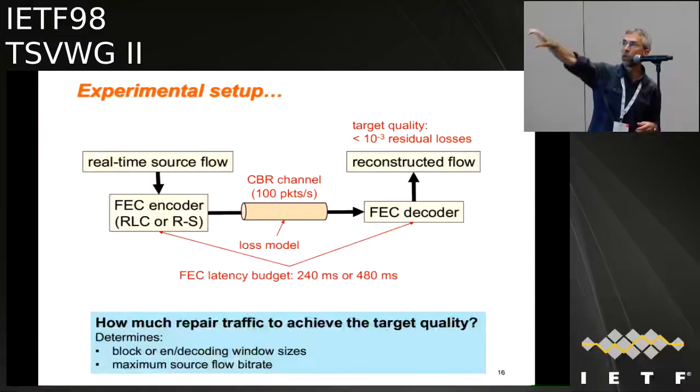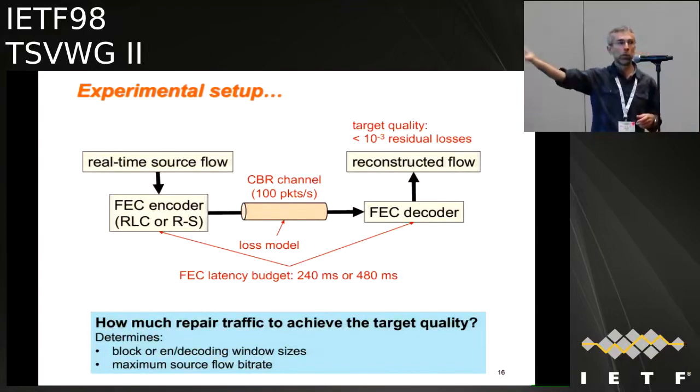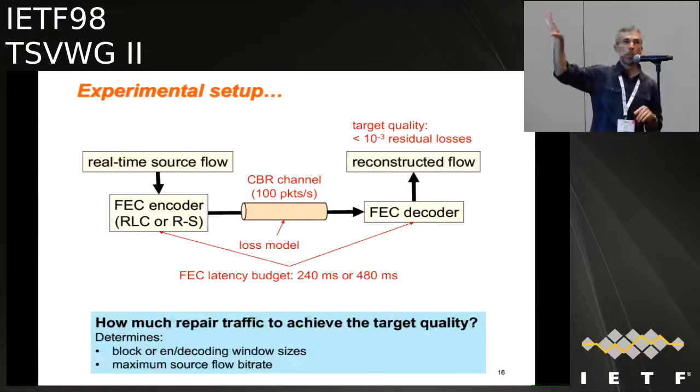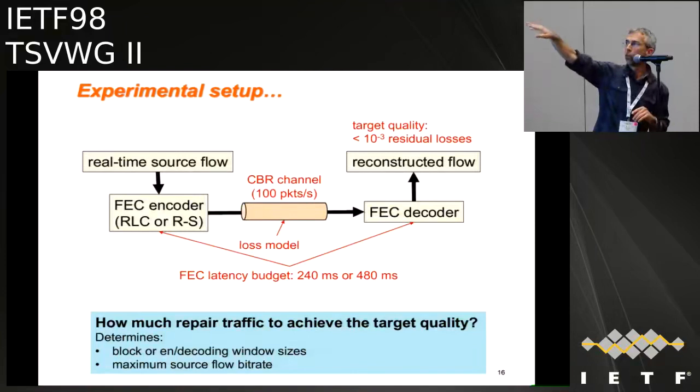Next. So this is a schematic view of the situation. You have the encoder, the decoder, and this CBR channel in the middle, 100 packets per second in this configuration. This CBR channel takes as input a loss model. I will explain what we are considering as loss model. There is something extremely important, which is the latency budget you can afford for recovering from packet losses. In this experiment, we are considering 240 milliseconds, or almost half a second. The motivation for such small latency budgets is that we are considering interactive flows, so interactive communications between the two sides.